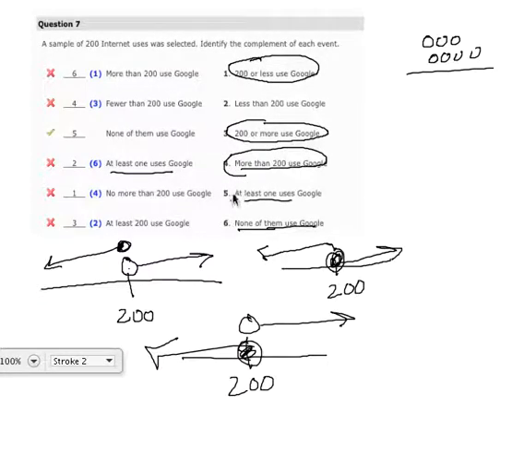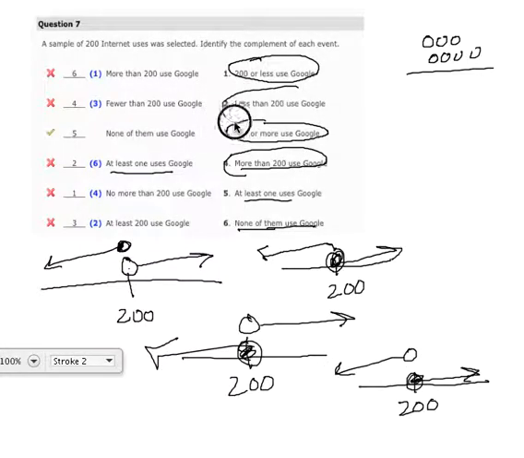And then last, at least 200 use Google. If you had to be at least 18 years to drive, you could be older, right? At least 200. So that means that. Now, what would be the complement of that? It would be this, which is less than 200. There you go.